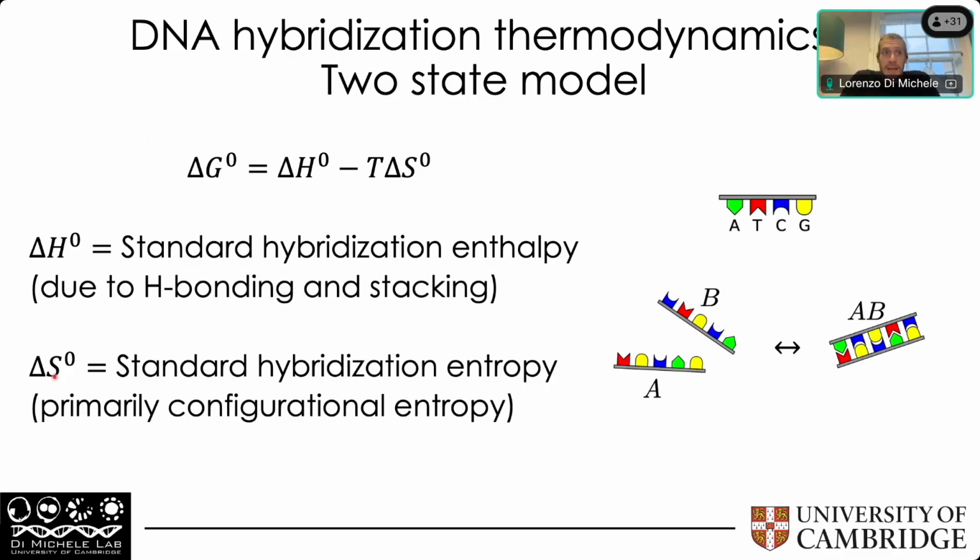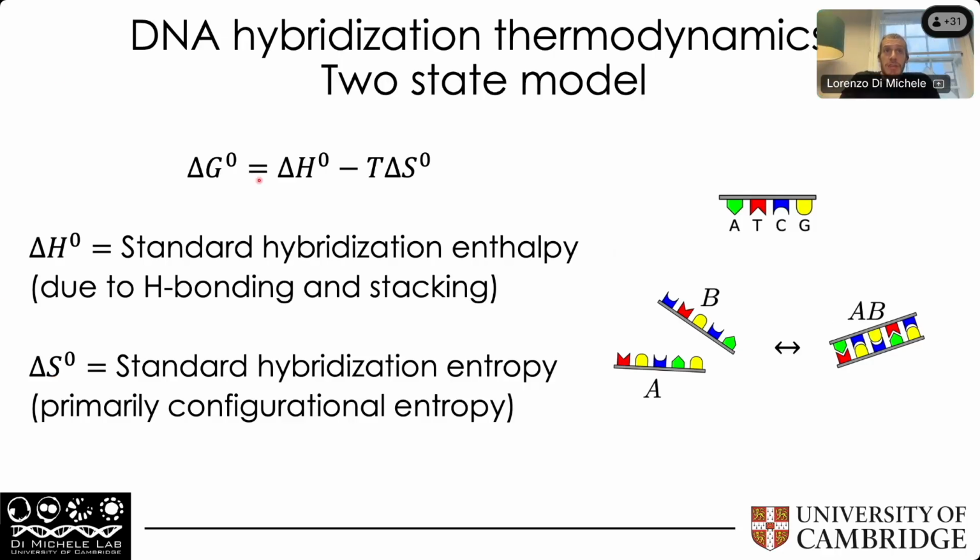The delta S is the standard hybridization entropy. That's the change in entropy when you go from two non-bound, non-hybridized DNA molecules to the DNA duplex. There's actually a decrease in entropy of the system, because when the DNA molecules are single-stranded, when they are not in a duplex, they are quite flexible, and they have a lot of conformational freedom. When they bind to each other to form the duplex, they lose a lot of this conformational freedom, and you pay this in terms of a decrease in the entropy of the system.